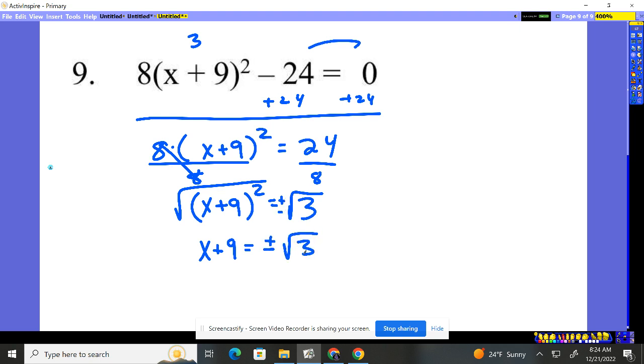Okay, it's not beautiful. If it were a 4, I could write it as a plus or minus 2. If it were a 9, I could write it as a plus or minus 3. But I can't here. It's just the square root of 3, 1 point whatever that is.